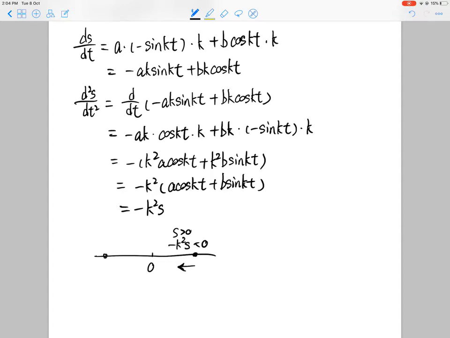For example, if the object is here, then s is negative. S is smaller than 0, then negative k square s is greater than 0, right? So the acceleration is pointing towards the origin. So the acceleration is always pointing towards the origin.